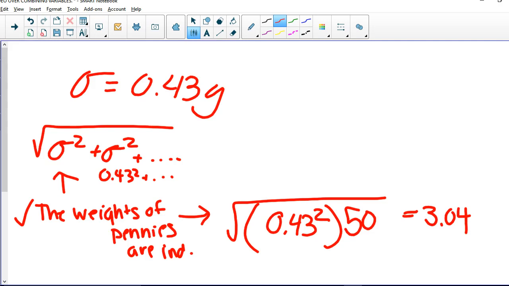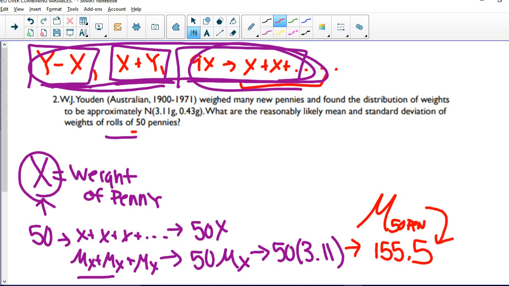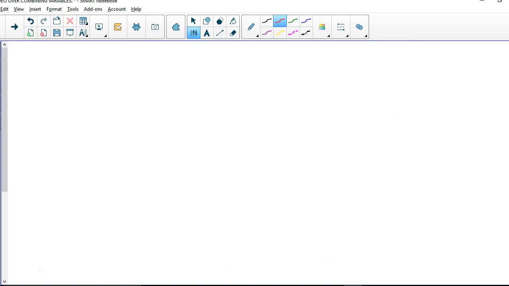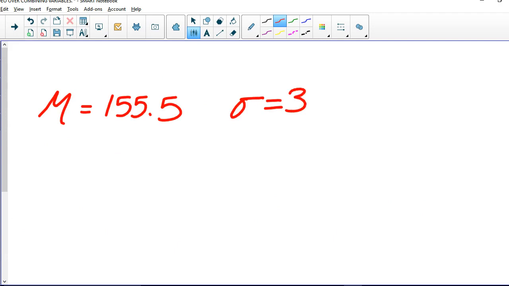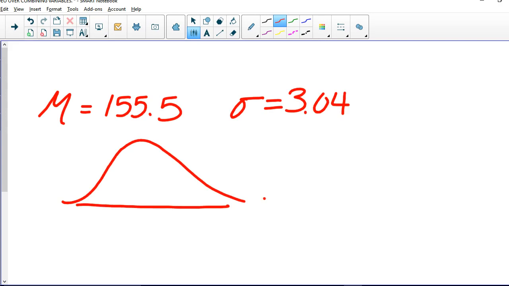So my new mean is 155.5. And my new standard deviation was 3.04. And this is for a distribution of 50 pennies.